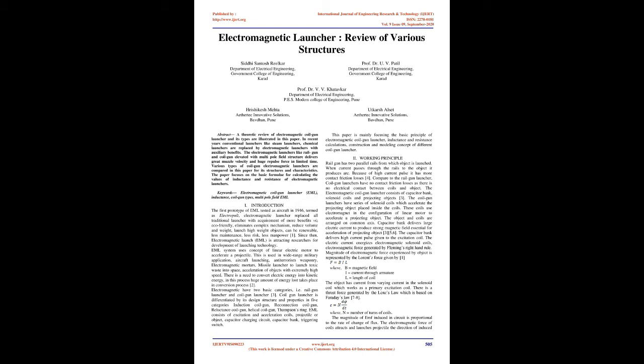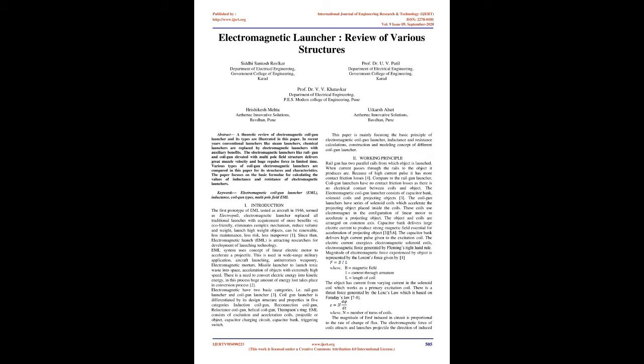Electromagnetic launchers have two basic categories, i.e. railgun launcher and coil-gun launcher. Coil-gun launchers are differentiated by their design structure and properties into 5 categories: induction coil-gun, reconnection coil-gun, reluctance coil-gun, helical coil-gun, Thomson's ring. EML consists of excitation and acceleration coils, projectile or object, capacitor charging circuit, capacitor bank, triggering switch. This paper mainly focuses on the basic principle of the electromagnetic coil-gun launcher, inductance and resistance calculations, construction and modeling concept of different coil-gun launchers.